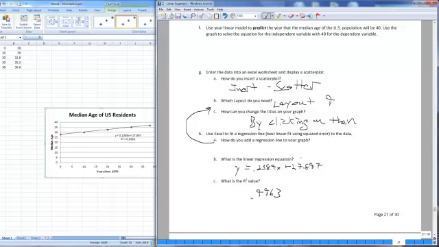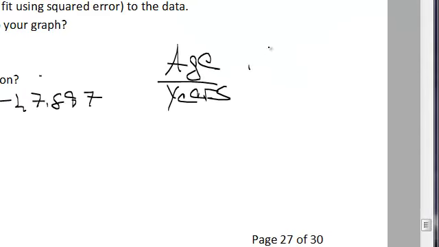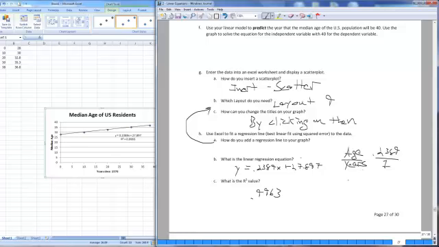So slope is rise over run. So it's age over years, right? Rise over run. My y-axis is age over years. So it's 0.2389 over 1. What it means is the median age goes up by 0.2 of a year every year. So basically our median age is getting bigger as time goes on because people are getting older in our society. That's what the slope means. This is the slope of our graph. So every year that goes by, the median age increases by 0.2389.